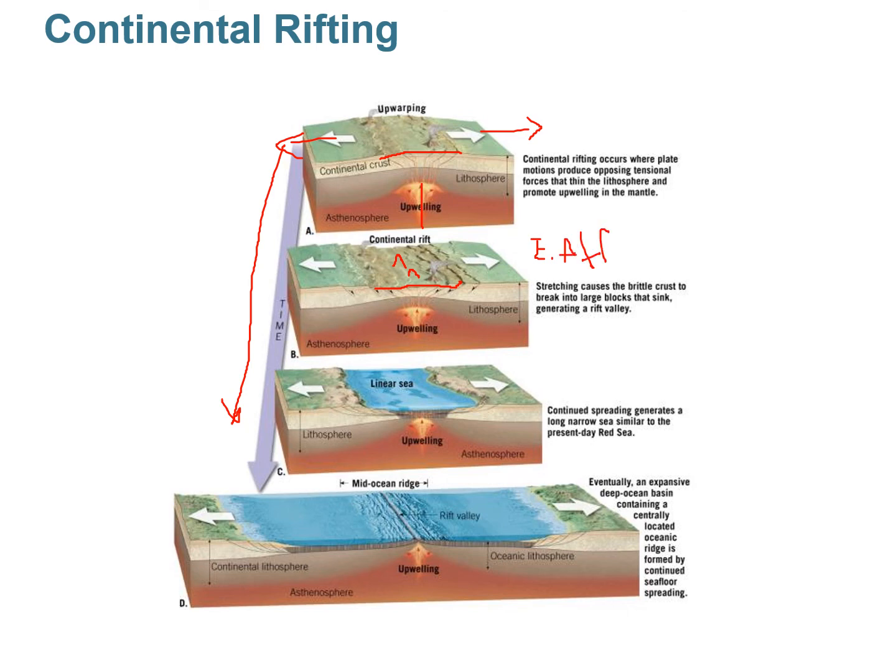And then as that depression lengthens and becomes lower and lower, ocean water can invade in, and you get a linear sea. And then over time, as these plates continue to move apart from each other, the ocean becomes larger and larger, and you get the development of a mid-ocean ridge. And then here's the birth of an ocean basin.